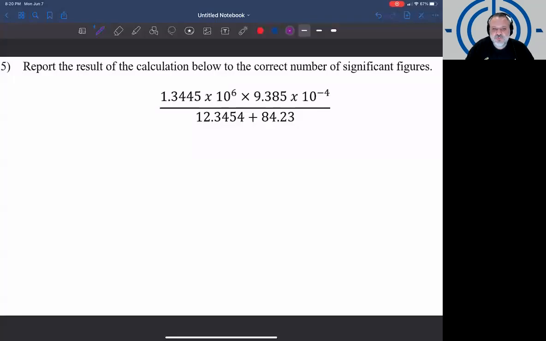Okay, guys, here we are. Gen Chem 1, Chapter 1, Problem number 5. Report the result of the calculation below to the correct number of significant figures.